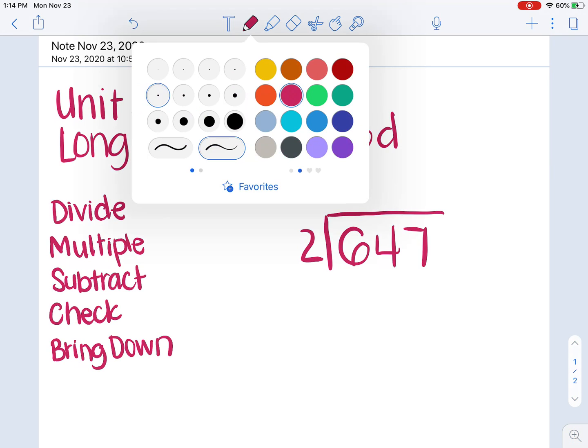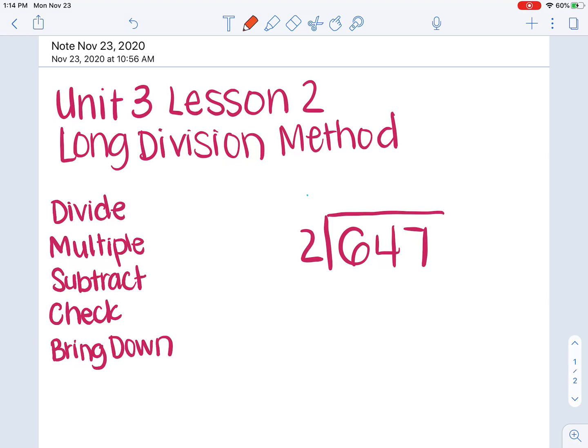Now, that's a lot of steps, and so some very smart math people who are probably pretty hungry came up with an acronym to follow the steps: DMSCB. And that acronym is Does McDonald's serve cheeseburgers? Now, that's just a silly saying to help us to remember the steps in order. Divide, multiply, subtract, check, bring down.